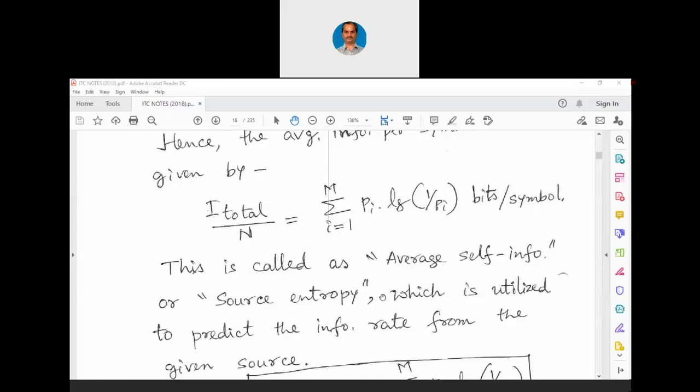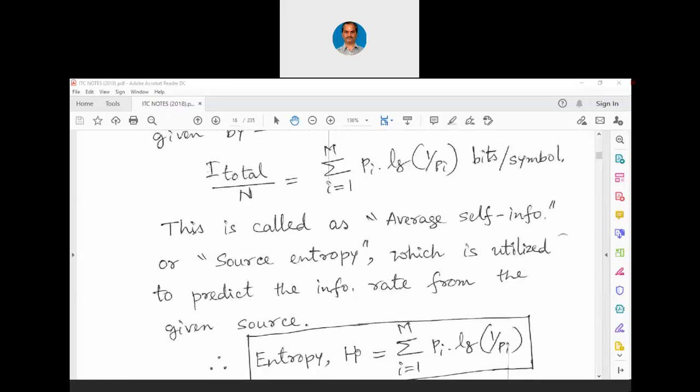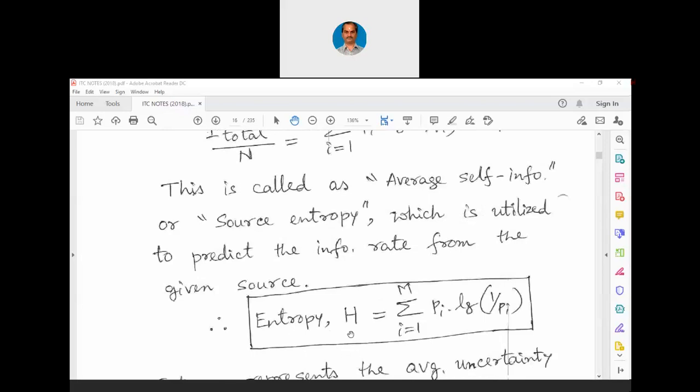Okay, this is utilized to predict the information from the given source. So now entropy is defined as H equals summation of i equals 1 to m of pi into lg of 1 over pi, where lg of 1 over pi itself is self-information. And when we combine it with all the number of symbols that are present, that becomes the average self-information for the whole character set. That is called entropy, and the symbol given is H.